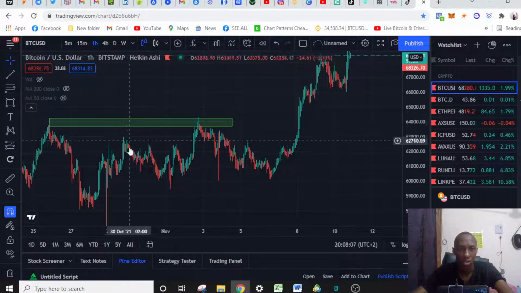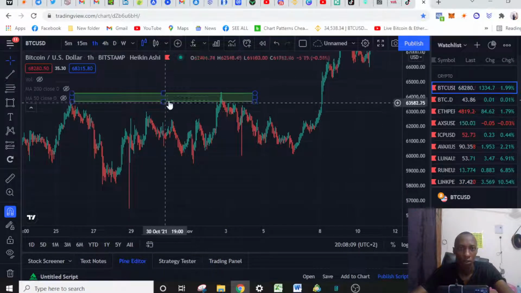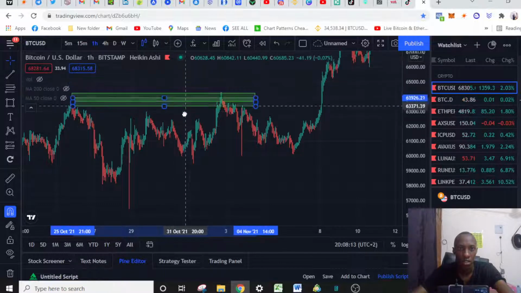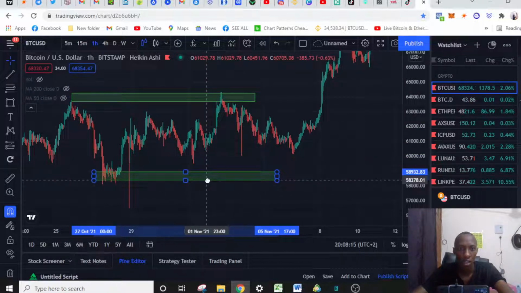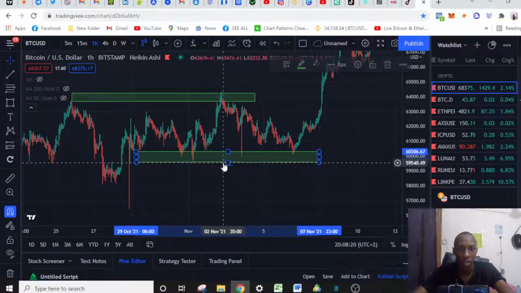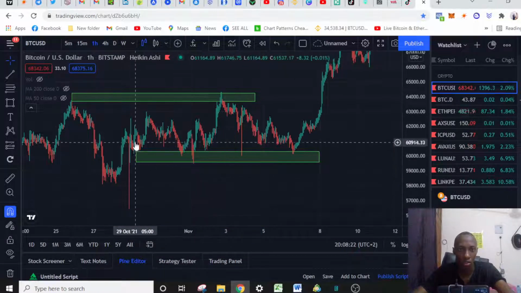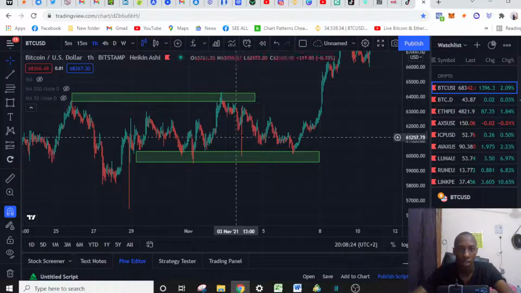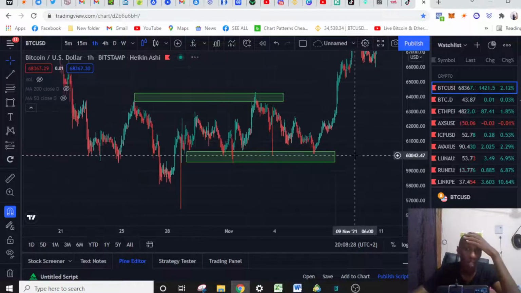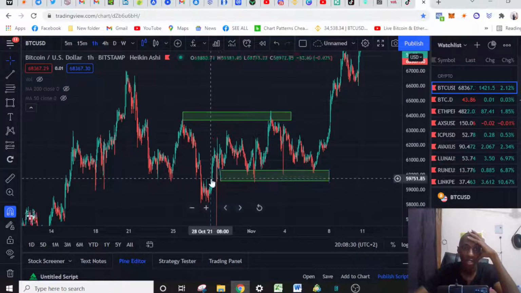That's the resistance zone. And if you want to identify your support, just click that and then come here. Make sure we have a couple of dips to mark out as a strong support zone. So you can see here we have this, we have this, we have this, and we have this. And that shows you it's a good one.